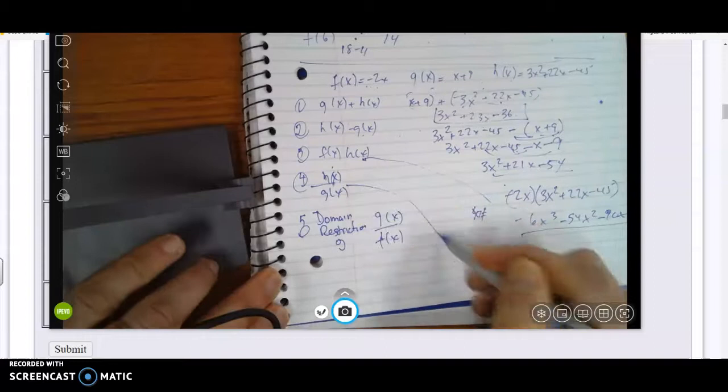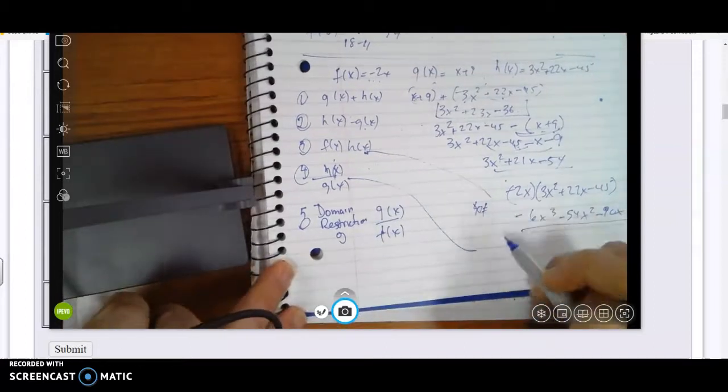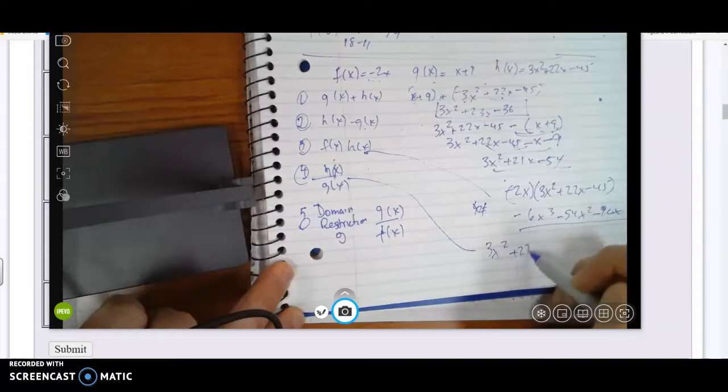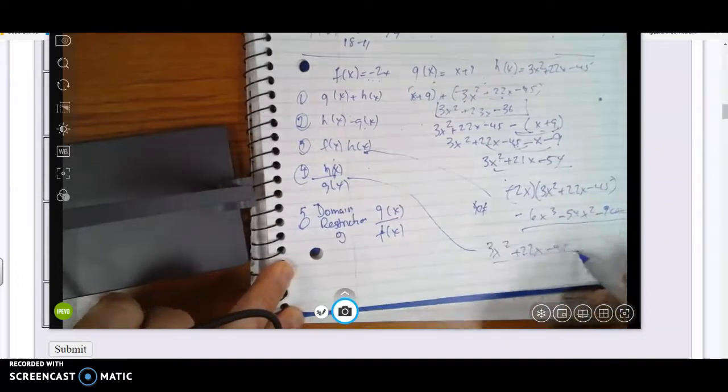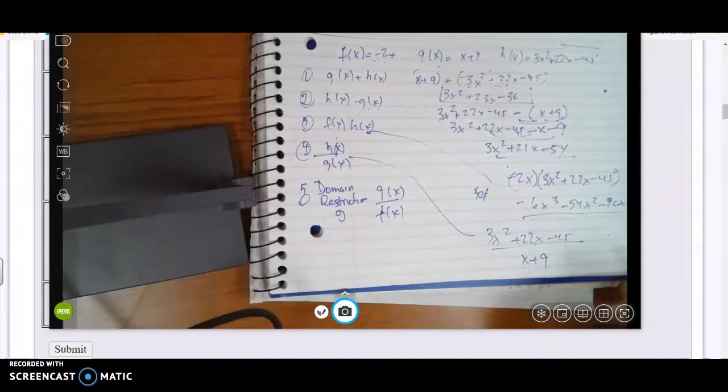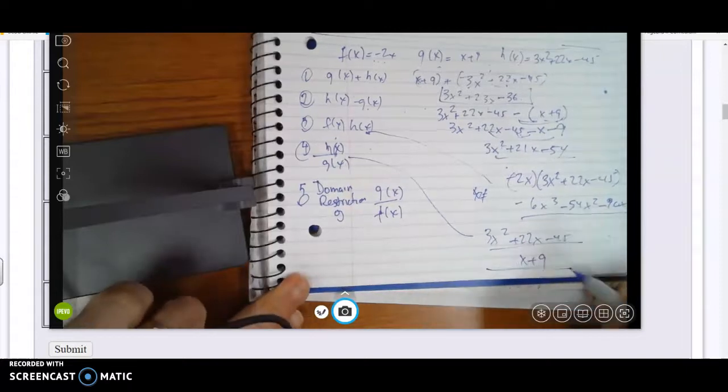And the last one here is h of x divided by g of x. Well, h of x is 3x squared plus 22x minus 45, and we just divide that by g of x, which is x plus 9. Now, we're not asked to carry that out at this time, just to write out what it would be. Don't worry about anything more than that. You don't have to do any other calculation at this point.